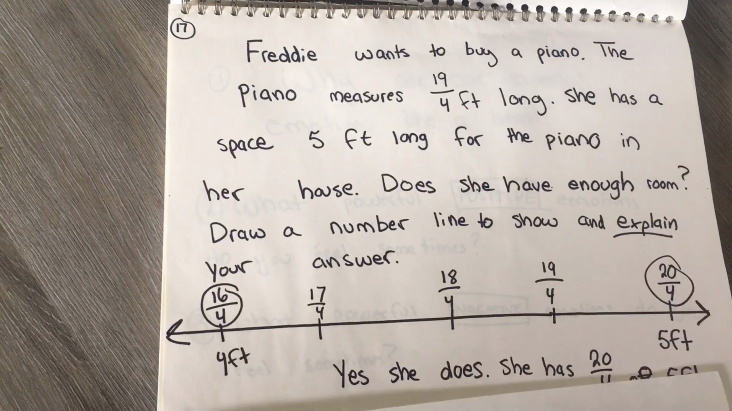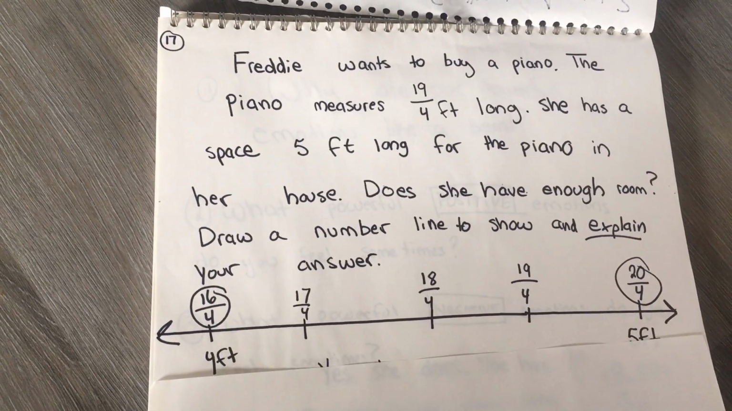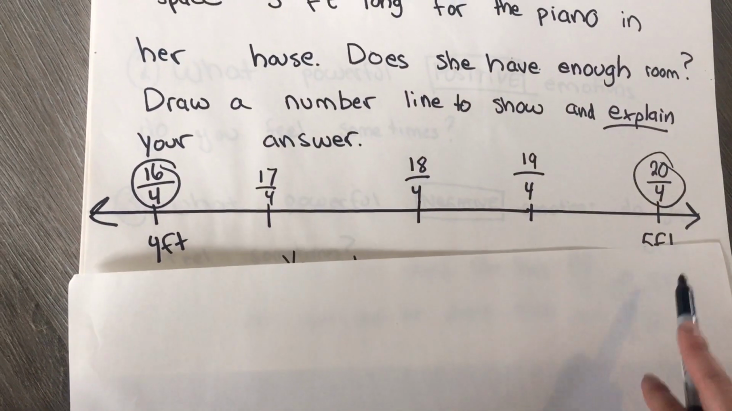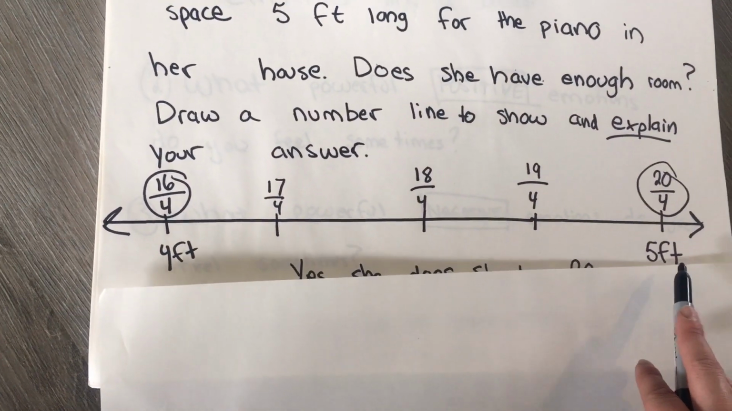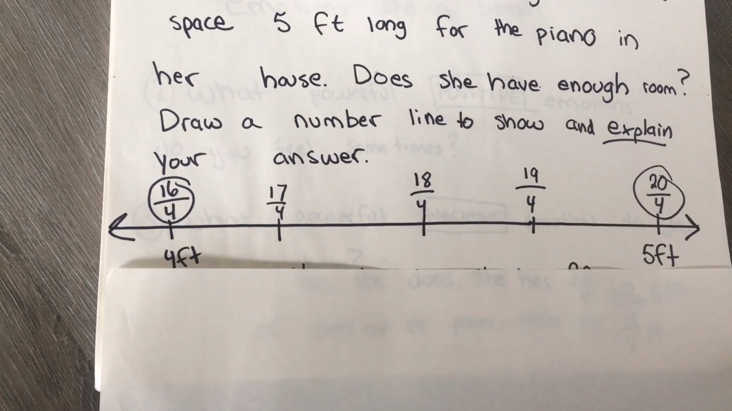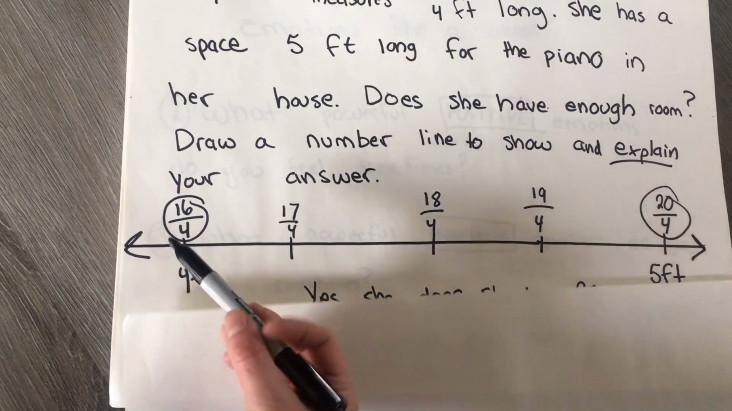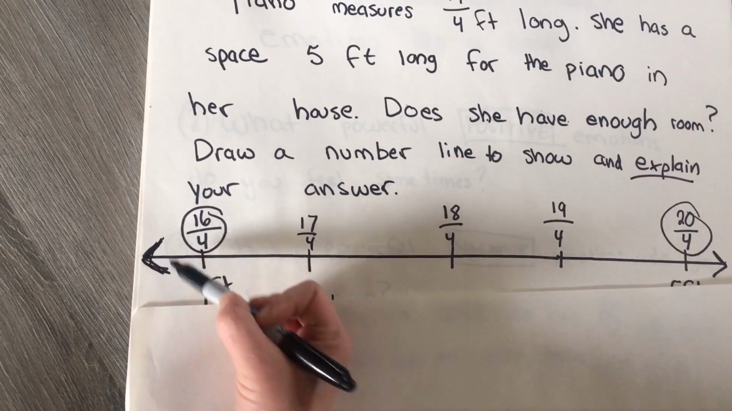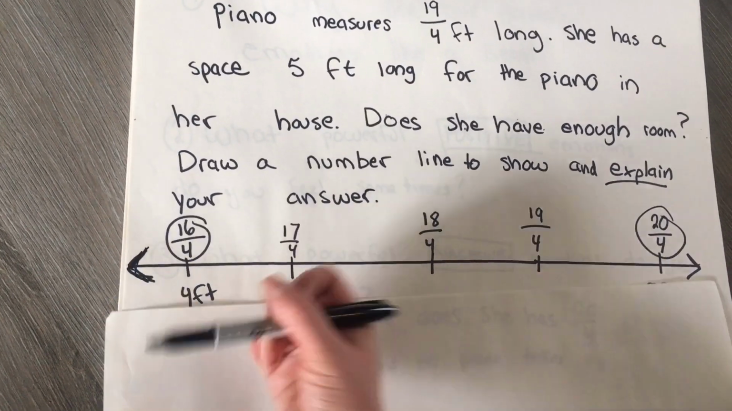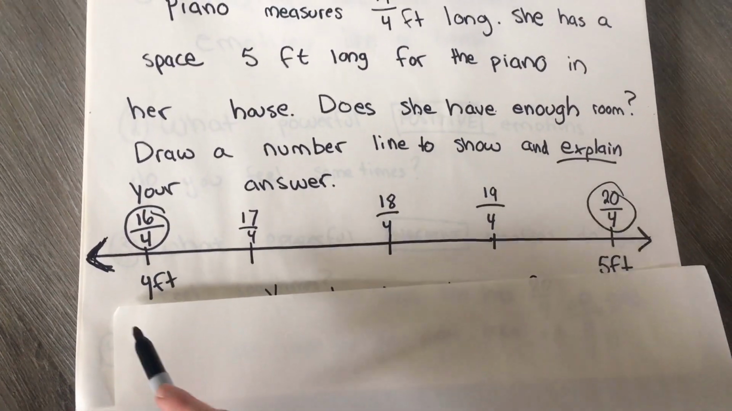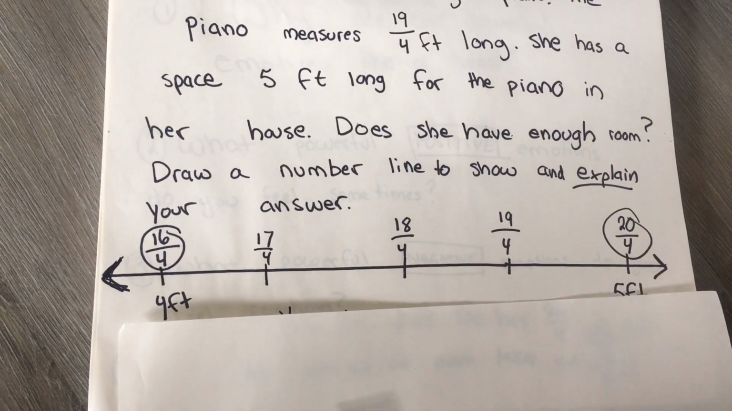So here's my number line, and this is what I drew. I have my number line here, and I'm starting at 4, and I'm ending at 5 feet. Now remember before I asked that question, what about 0? Well here, this arrow shows me that this can go on and on and on all the way to 0. So we don't have to put 0 if we're starting with a new whole number here. We can do that. That's legal.